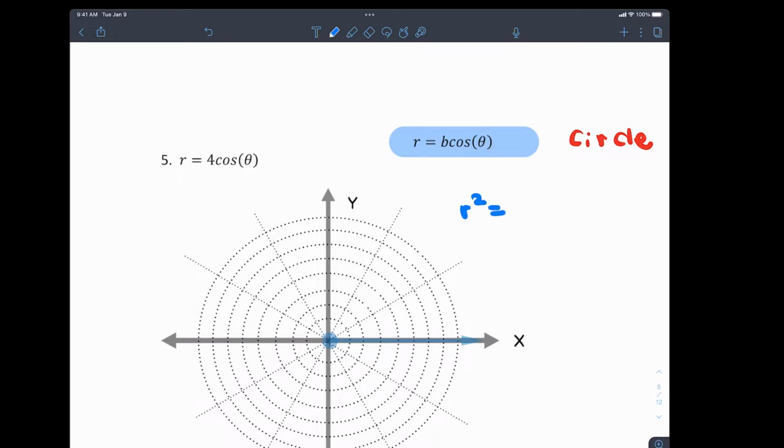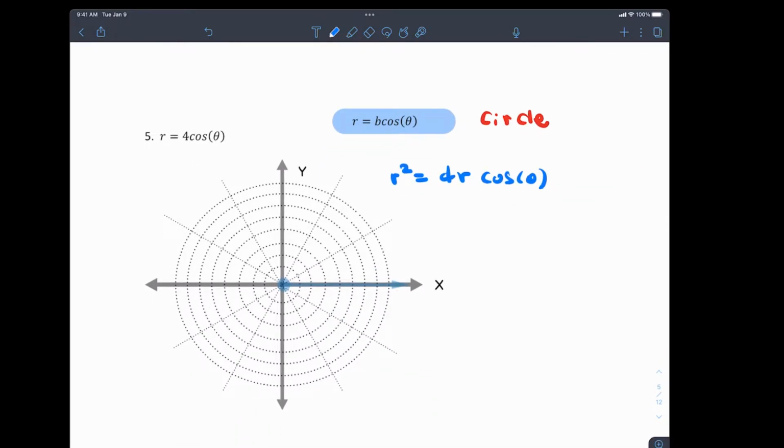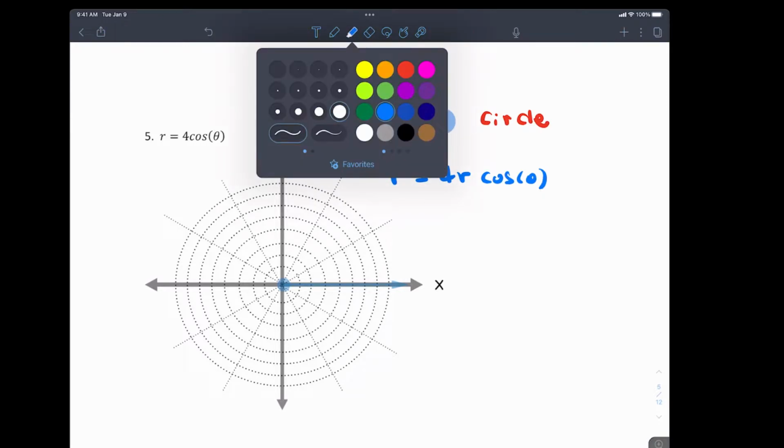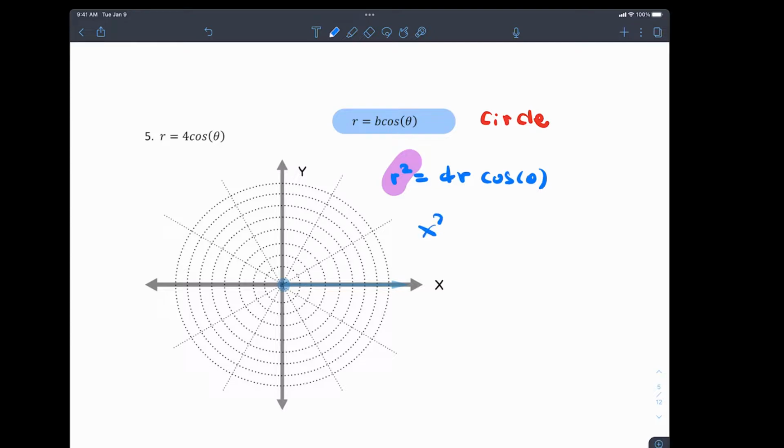Multiply both sides by r again. Now you get 4r cosine theta. Okay? You know what r squared is. r squared is going to be what? x squared plus y squared equals 4r cosine theta. Okay, so we know where this portion comes from.